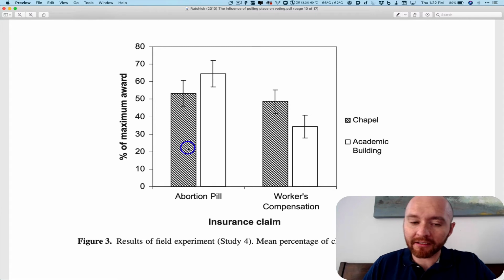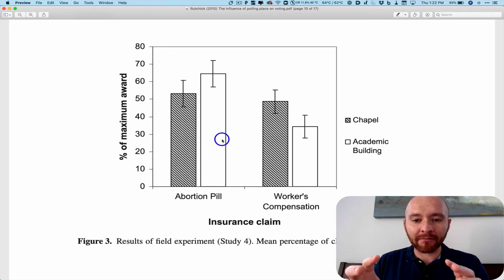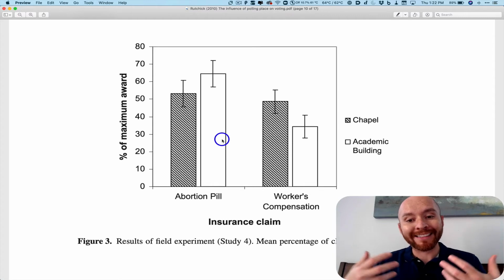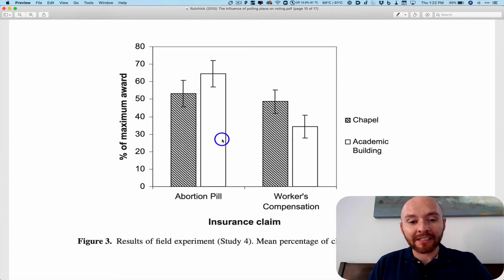it doesn't look significant. I'll explain why in a second. But it looks like there's slightly less support for the abortion pill in the chapel, for the people who voted in a chapel versus people who voted in an academic building. When you read it, you're going to realize that Rutchick was looking at voting place, like where people vote in a church, in some academic building, right? When you go to vote, sometimes they use high schools, elementary schools. Does that impact how people vote?